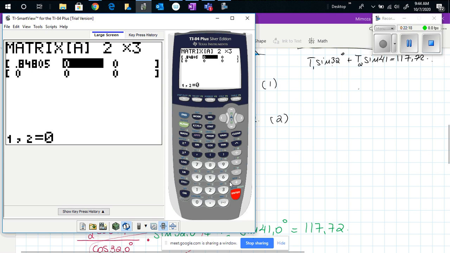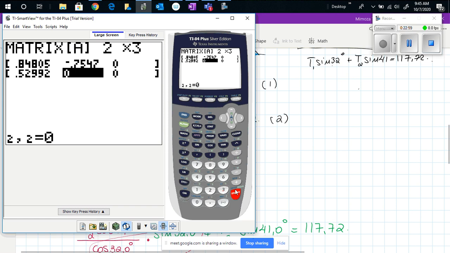The second coefficient, or the second term, is negative T2 cosine 41. So the variable is T2. Everything else, including the negative, is part of the coefficient. So you go negative cosine 41 degrees, and then enter. The third term in the first equation is 0. So it is 0 there, and you move to the first term on the second equation, which is sine 32.